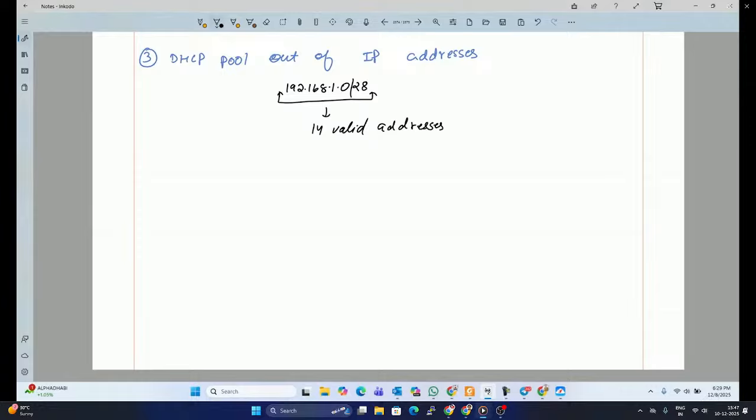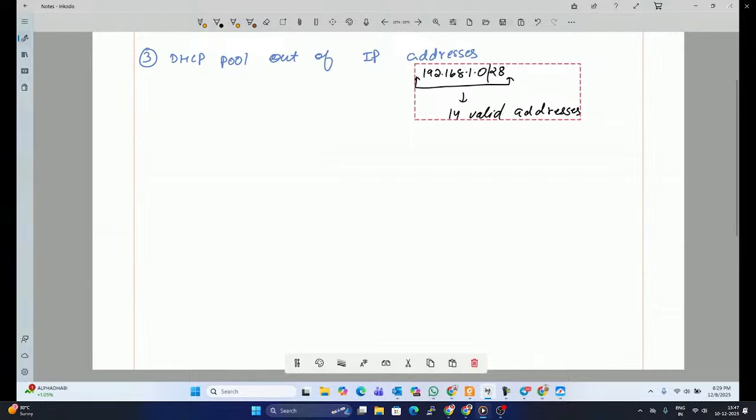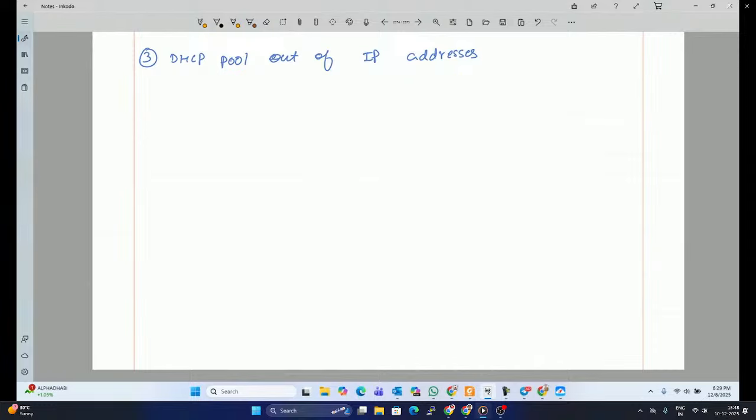But we can also look at the DHCP pool running out of IP addresses. We might have configured a smaller pool, but later realized that we have more users. So in that case, we have to change this range of IP addresses.